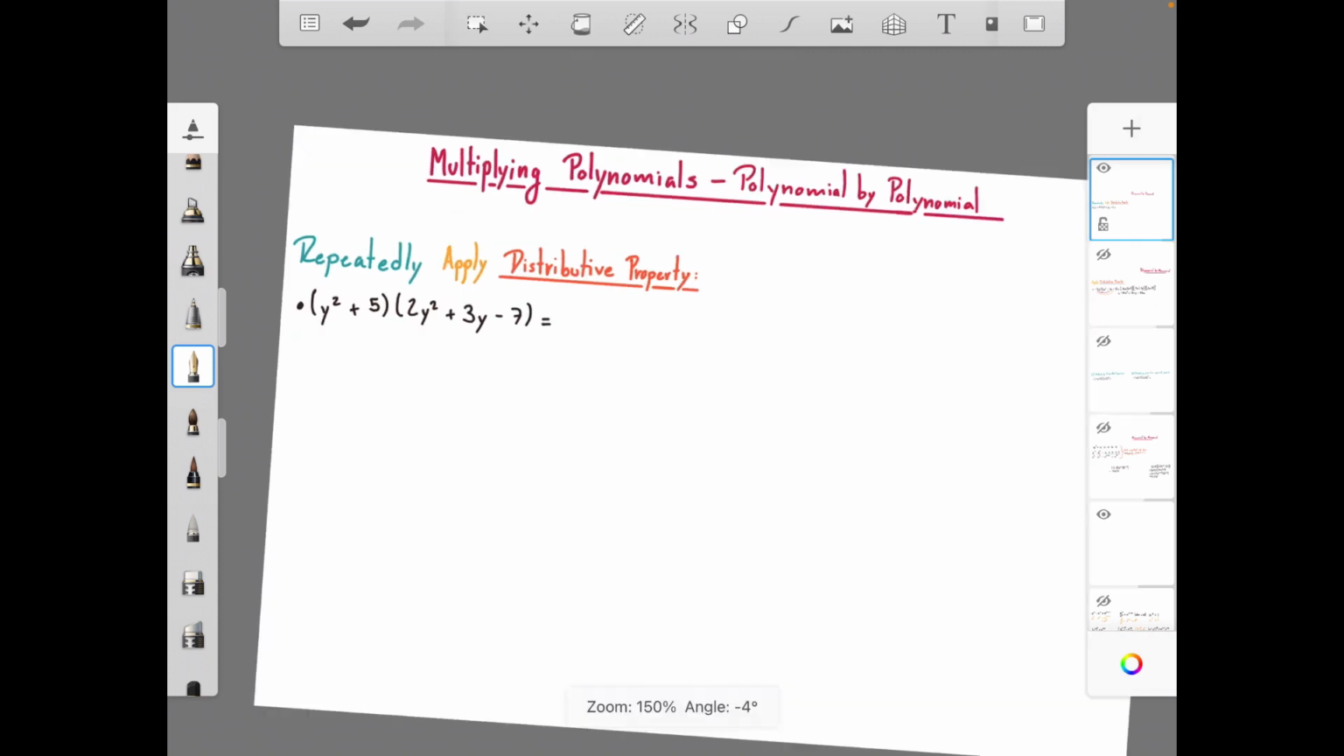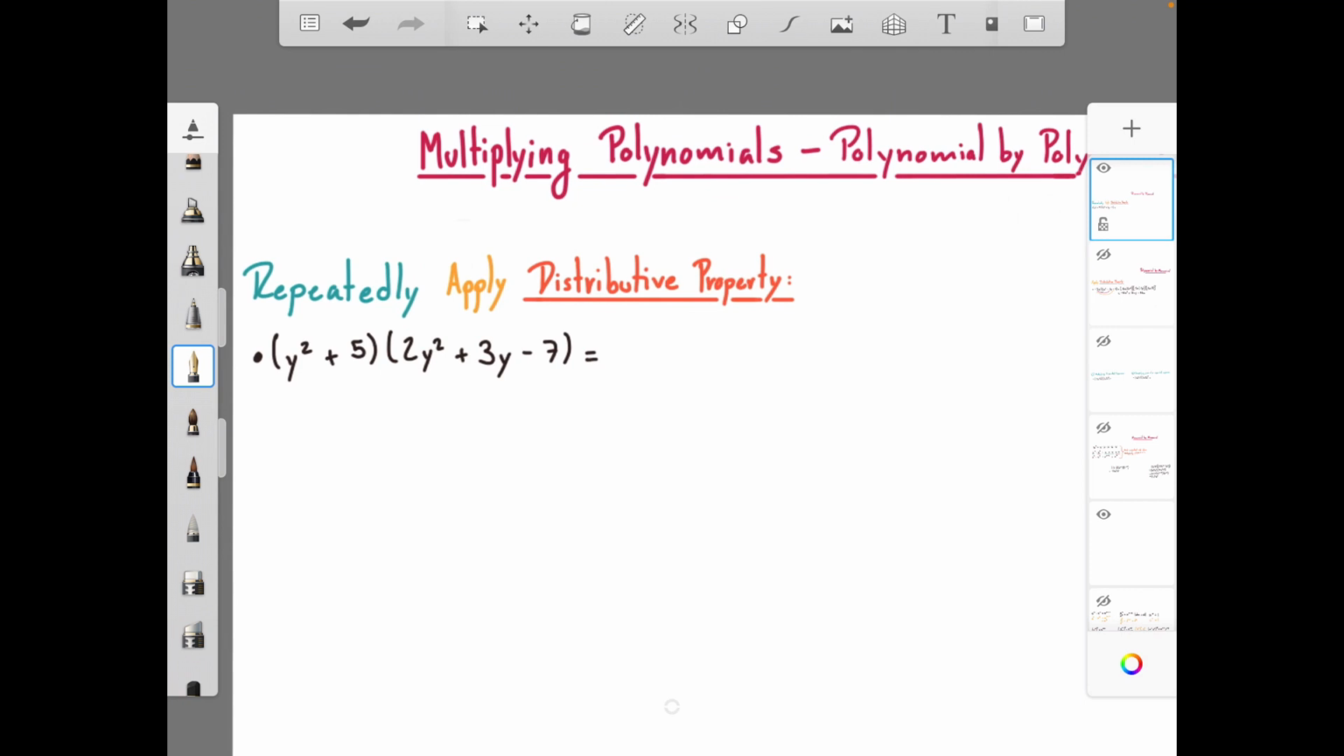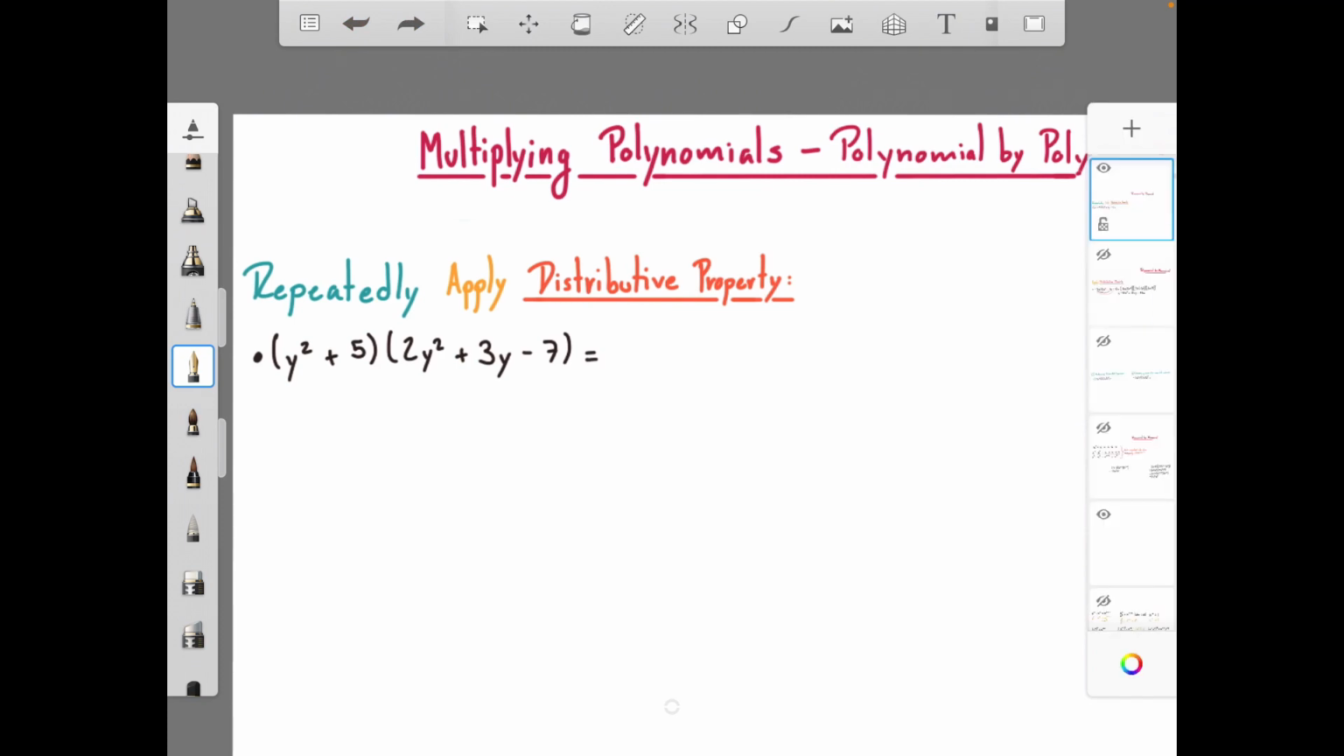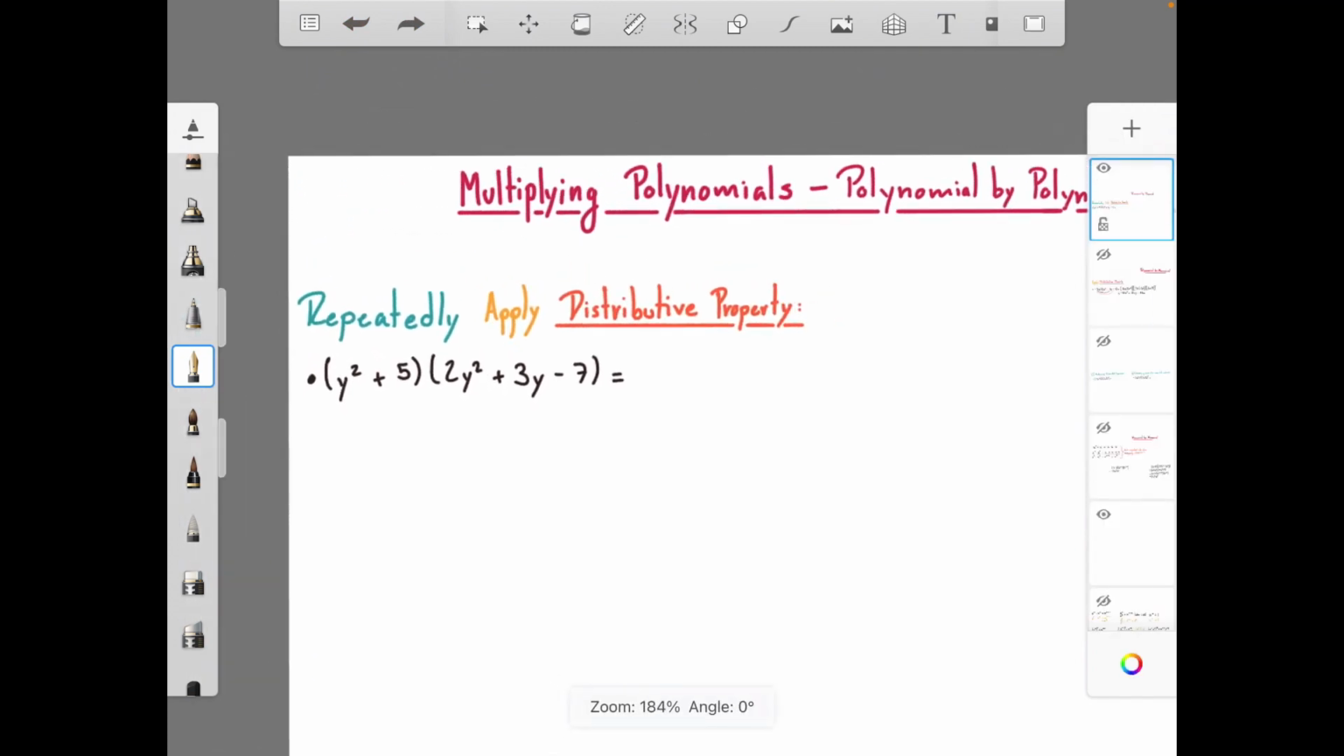You'll see what I mean when I'm solving this exercise that says y squared plus 5 being multiplied by 2y squared plus 3y minus 7. Okay, so we are going to begin now. I'm going to select black so it's more understandable for you. Okay, now, so we begin.